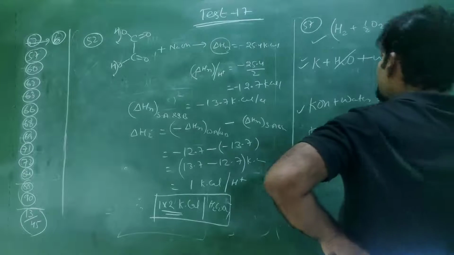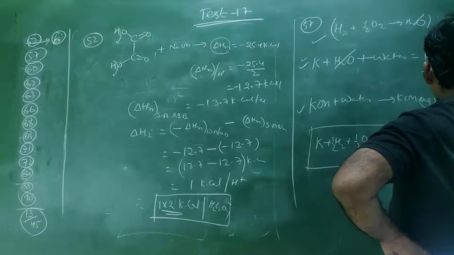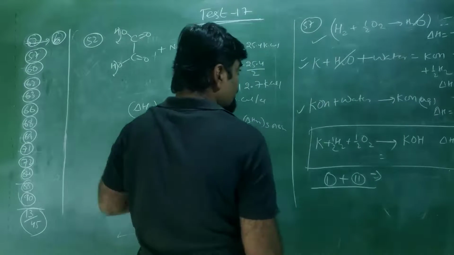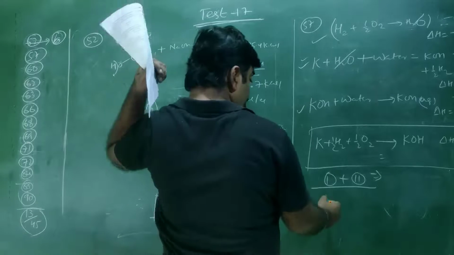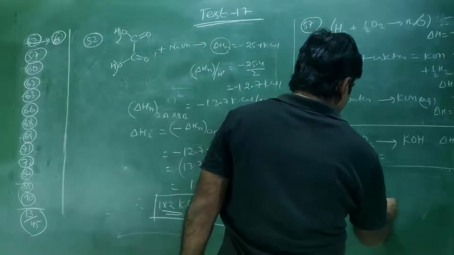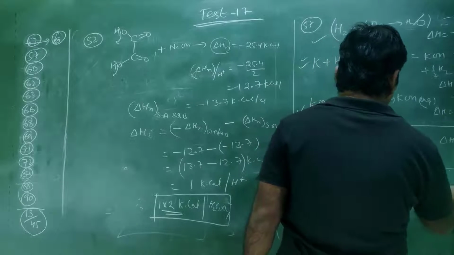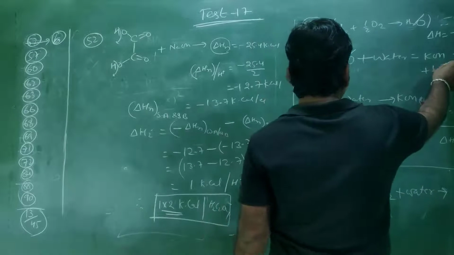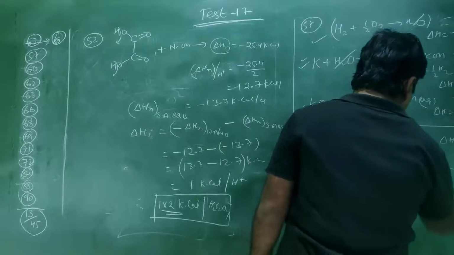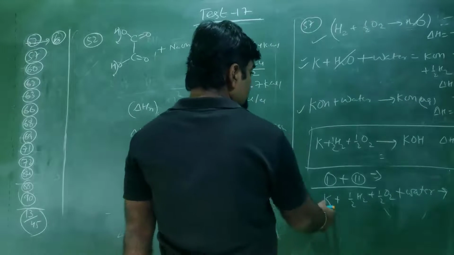So first equation, let's say this is equation number 1, this is equation number 2, this is equation number 3. So 1 plus 2, what you will get? By using 1 plus 2, you will get K plus half H2 plus half O2 plus water gives rise to KOH, because this is being cancelled by 1 by 2 unit, this is being cancelled, and the water is left out, KOH in the product side. So you will get this much, and this is another equation.